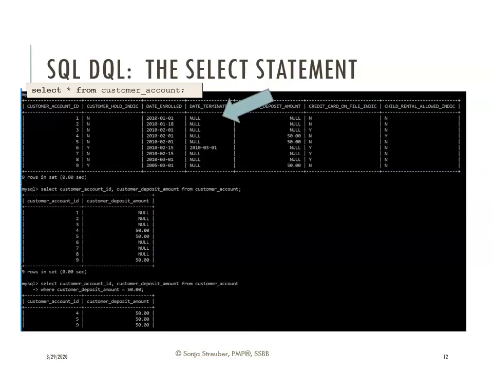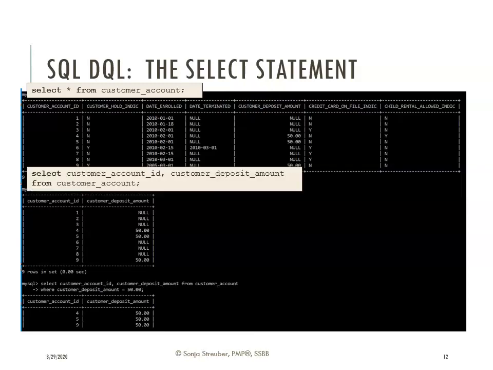I can specify just the names of the columns I want to see, so if I want to know only which account IDs have made deposits, let's look at just these two columns. I type select customer account ID, customer deposit amount from customer account. And then I see just these two.